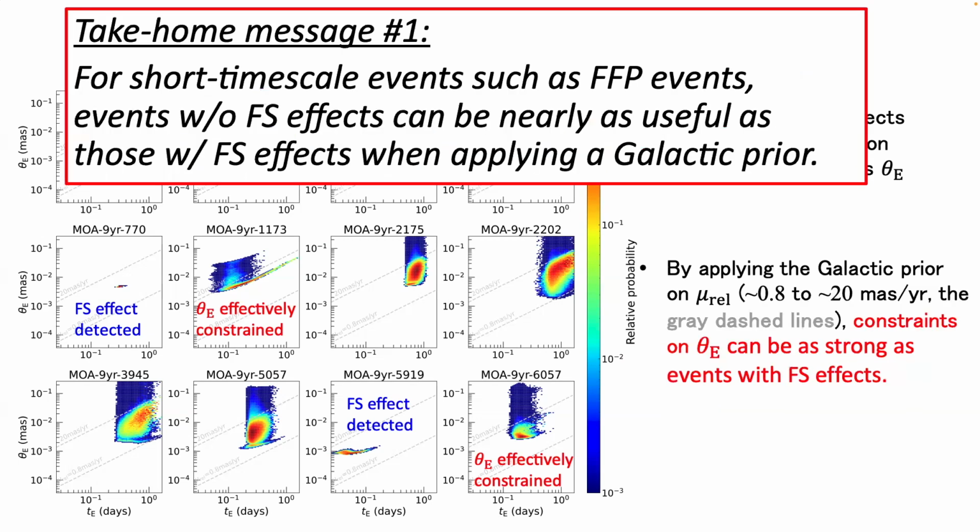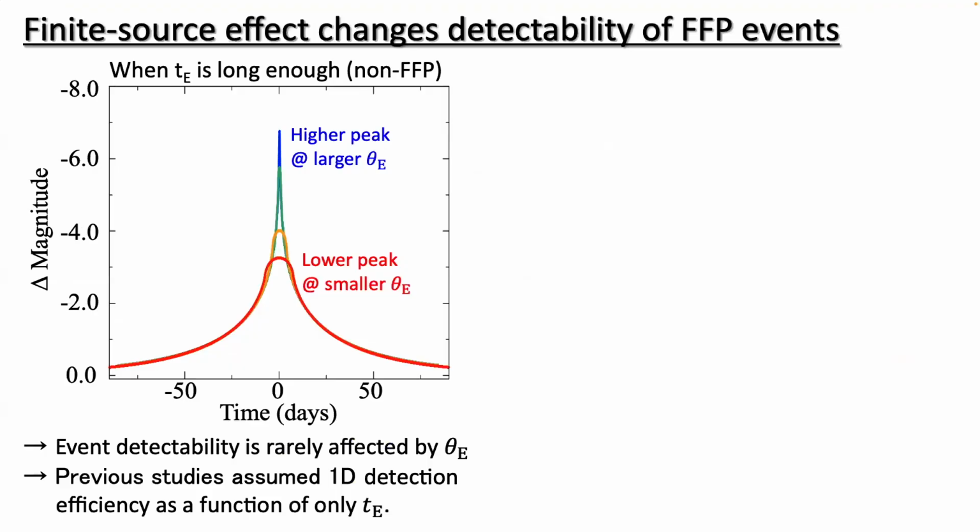So this is one of the take-home messages in my talk: for short time scale events such as FFP events, events without the finite source effect can be nearly as useful as those with the finite source effect when applying a galactic prior. Okay, so let's move on to the detection efficiency part.